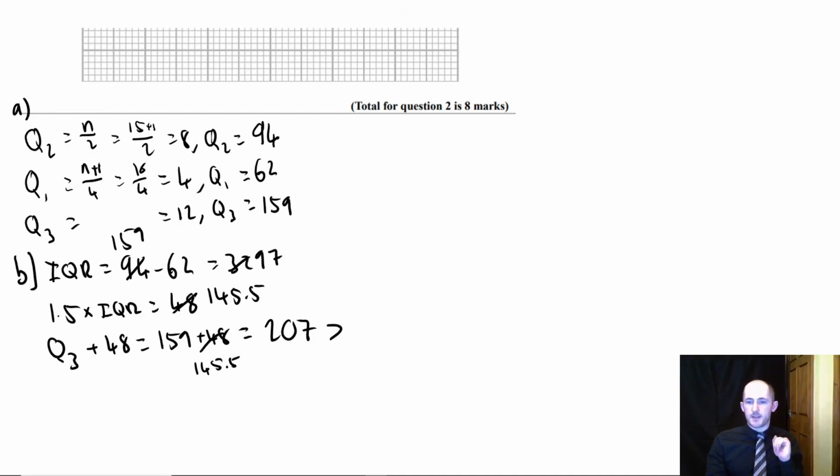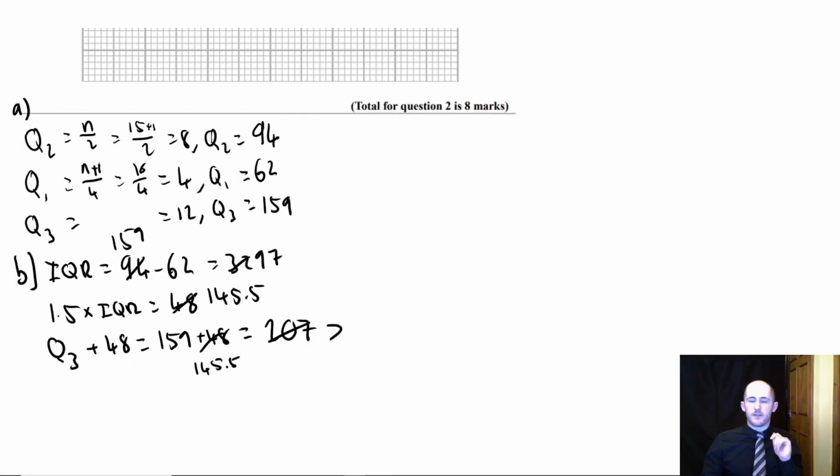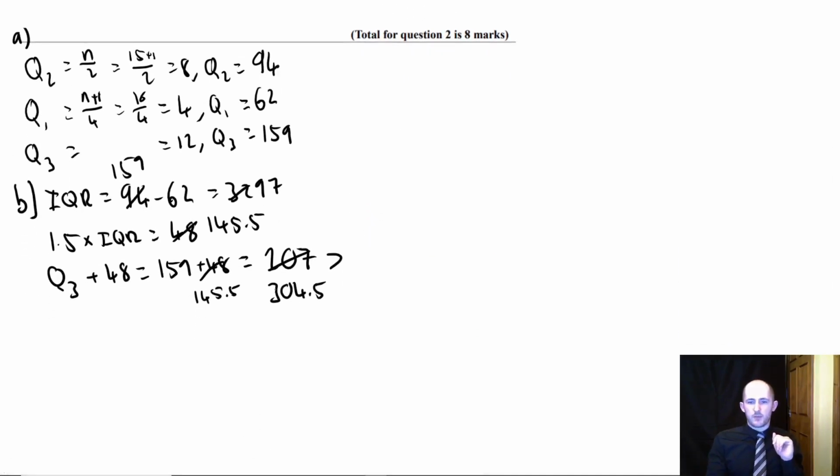Yeah, that makes more sense. Whoops. So looking for everything that's bigger than 159, which is 304.5. So anything bigger than 304.5. And now I should see, yeah, there's nothing bigger than that. And also less than Q1 minus 145.5. And if you notice, this is going to be a negative number.